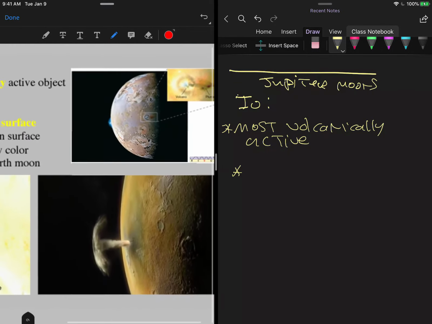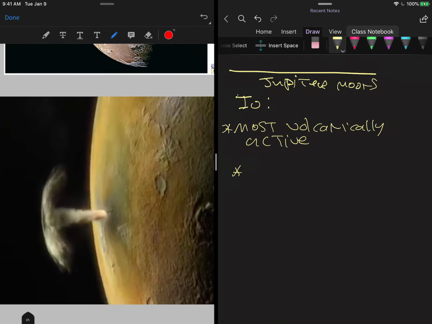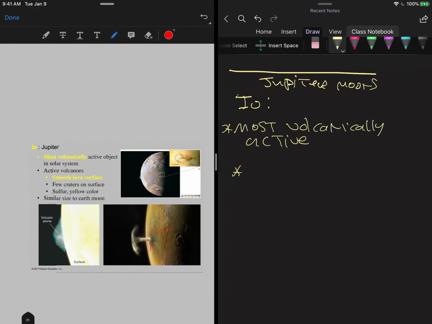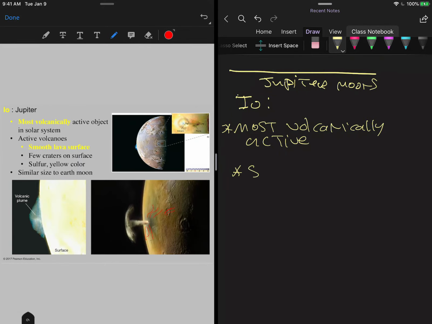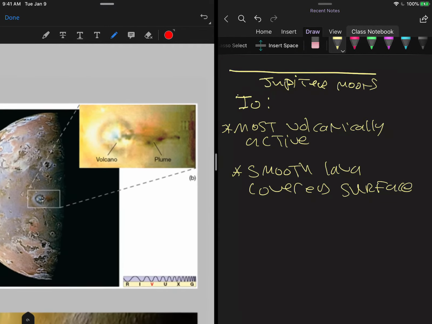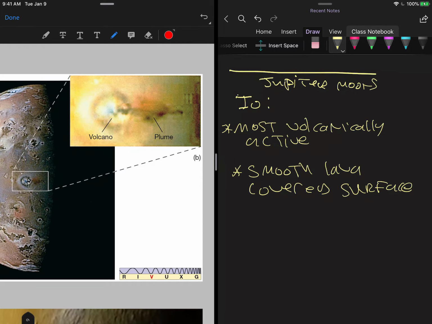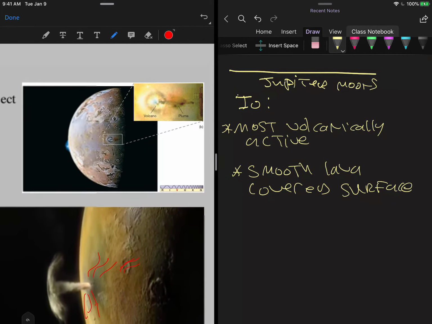So Io is covered with volcanoes, and lava is constantly flowing onto the surface, and that tends to cover up any craters and smooth out the surface. So Io has a smooth surface because it's lava covered. And the other distinguishing feature is that it has this yellowish color because there's a lot of sulfur being ejected.